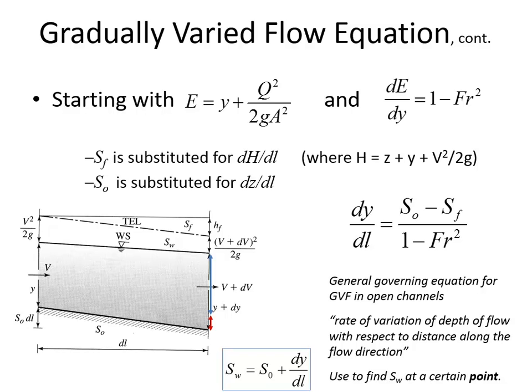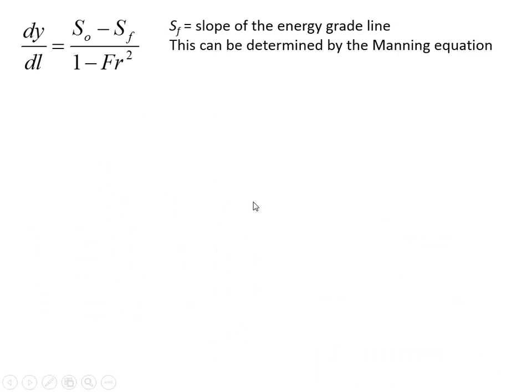Again, I'll emphasize, it's in bold here, that this is just for conditions at one point. You'll calculate at a certain location what the dy dl is. The S sub f we can find from Manning's equation. We can rearrange Manning's equation and solve for the slope of the energy grade line. The S naught you can measure, or you'll be told in the problem statement what the channel slope is. And the Froude number you can calculate based on the flow conditions.